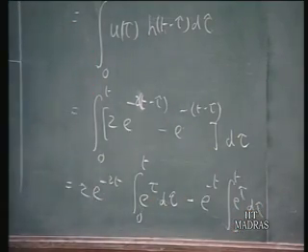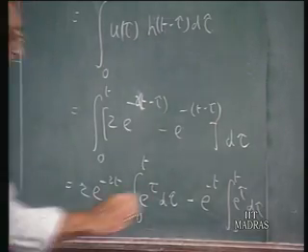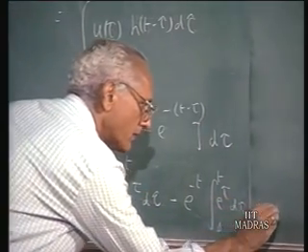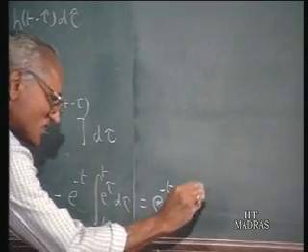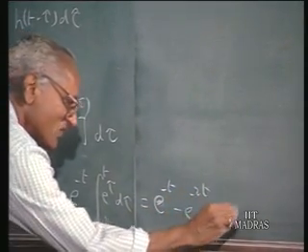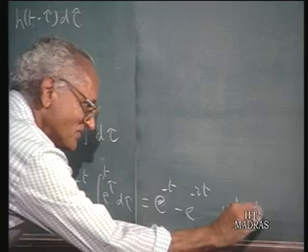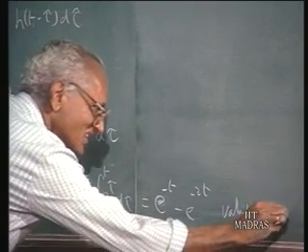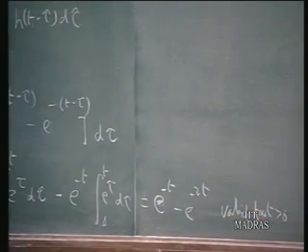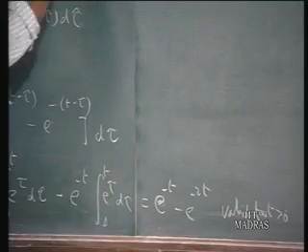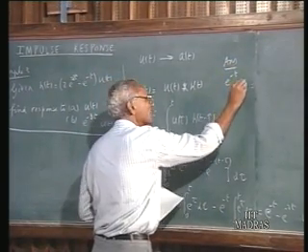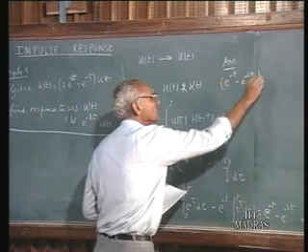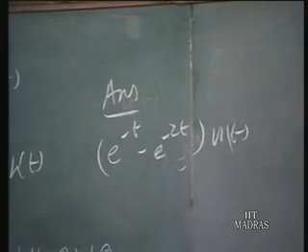You can carry out these two integrations and the final result will be e to the power of minus t minus e to the power of minus 2t. This is valid for t greater than 0. So y(t) is now obtained as e to the power of minus t minus e to the power of minus 2t. That is the answer as far as the first part is concerned.